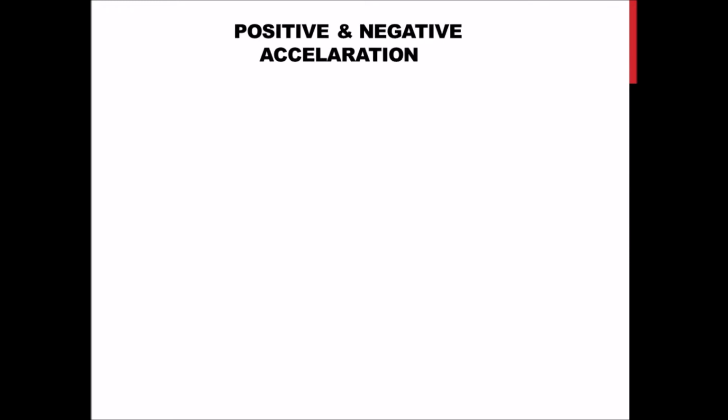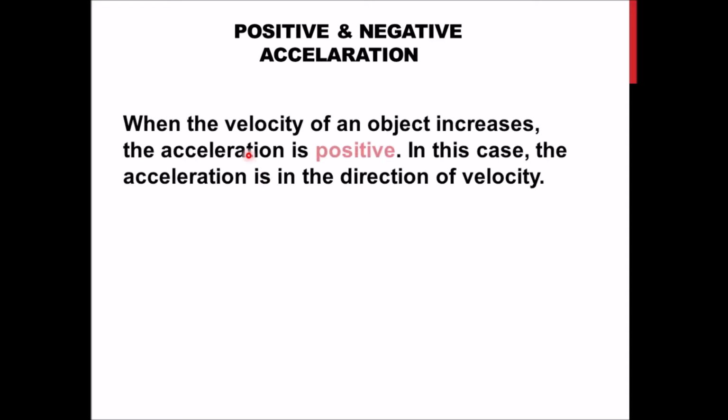So there are two types of acceleration which you have to understand: positive and negative acceleration. Positive acceleration is nothing but when the velocity of an object increases, the acceleration is positive. In this case, the acceleration will be in the direction of velocity.